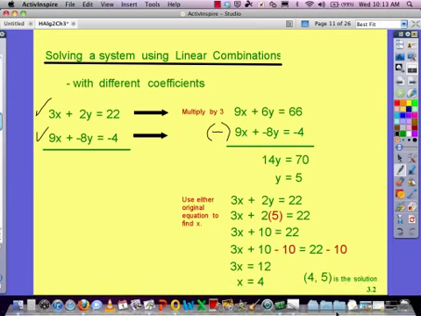If we wanted to multiply the top equation by 4 on this one, it would have also worked, but we then would have been getting rid of the y, and we would have solved for x. So the only difference there is we would have gotten x equals something first, rather than y equals. So you have some choices there based on what you see.